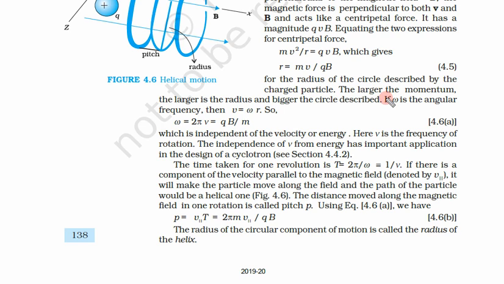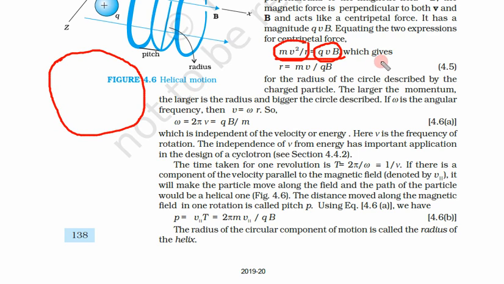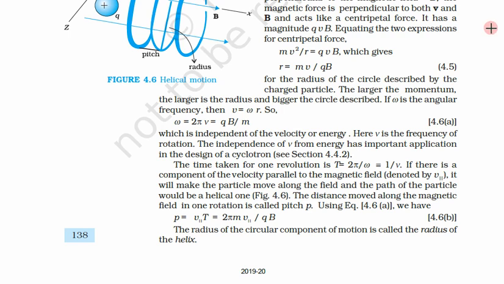Now we will learn about a very important topic, which is the cyclotron. But before learning about the cyclotron, let us go back to this equation. Here we made the centripetal force equal to the magnetic force, because in the magnetic field the particle was revolving in circular motion. So from that we get this expression for the radius of the motion in the magnetic field.